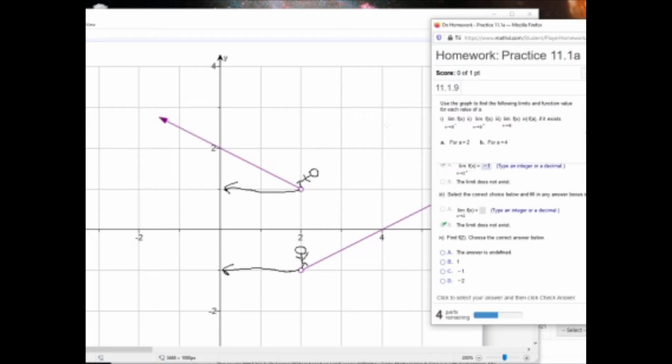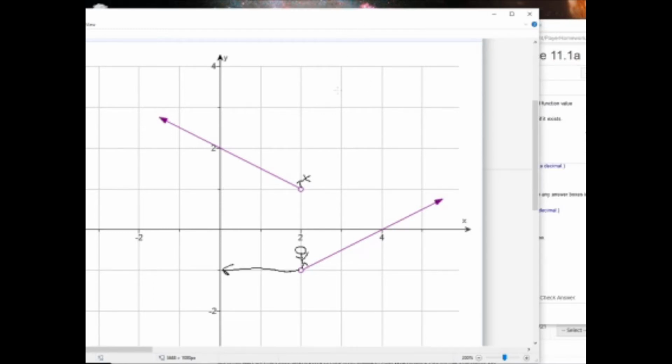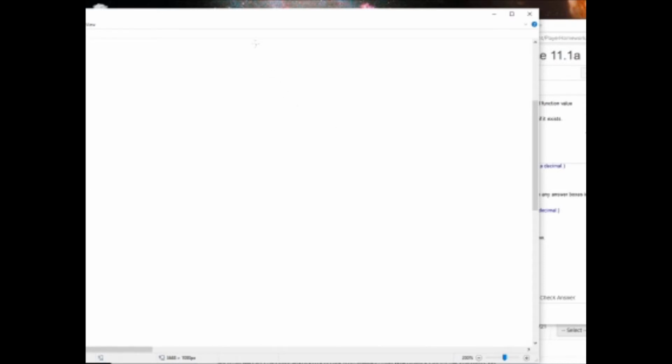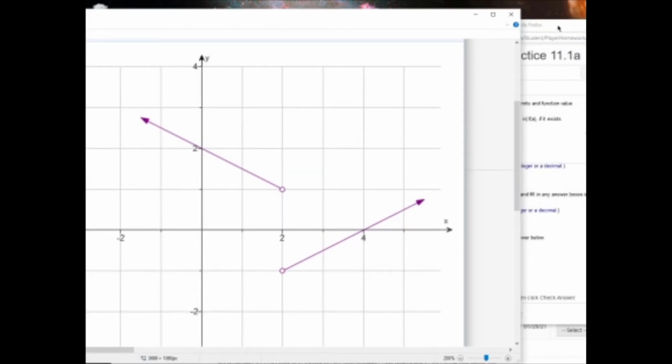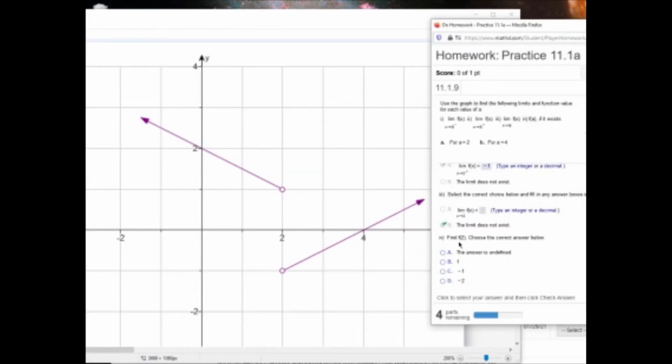And then finally, and let me just clear this stuff out of the way here. Then finally, they just want to know what the function is at 2. So when we plug 2 into this function, well, what do we get?